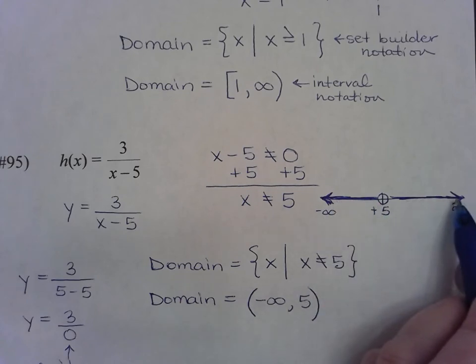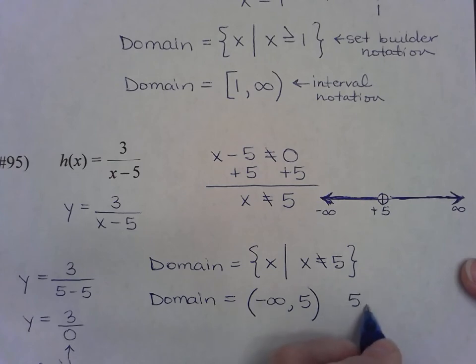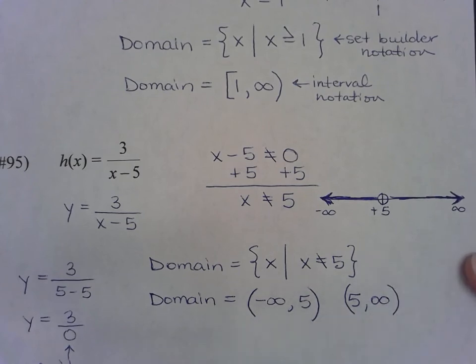On this side, all the numbers bigger than 5, I'm going from 5 to infinity. Again, I'm not including the 5, so I use a round parentheses. Always a parentheses for infinity. If I have 2 parts like this, I use what's called a union in the middle, and that just says that I'm putting these two groups of numbers into one big set.